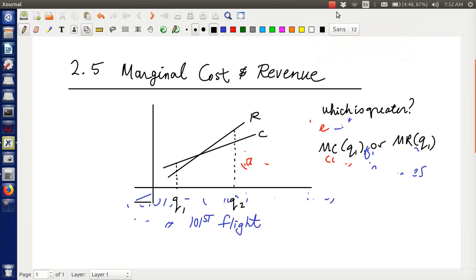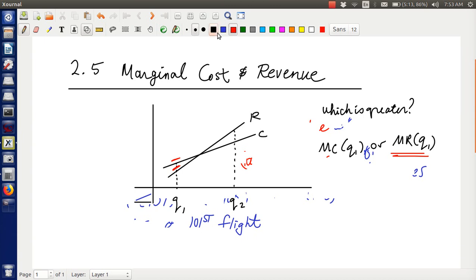Okay, here's a question that the book likes to ask. Which is greater, the marginal cost at Q1 or the marginal revenue at Q1? The marginal cost at Q1 is that slope, and the marginal revenue at Q1 is this other slope. So which one is greater? If you put the bus on that curve, which curve is steeper? At Q1, the marginal revenue is greater.